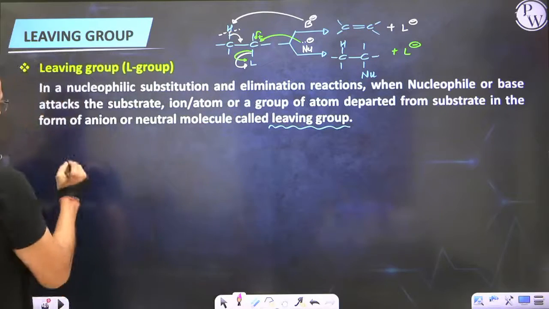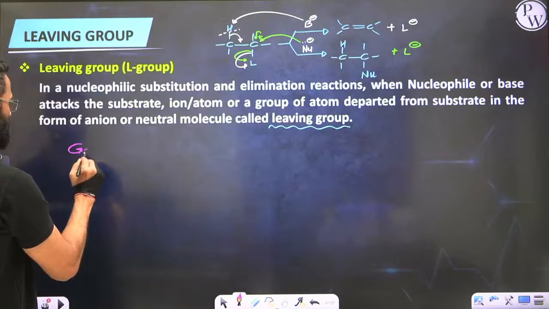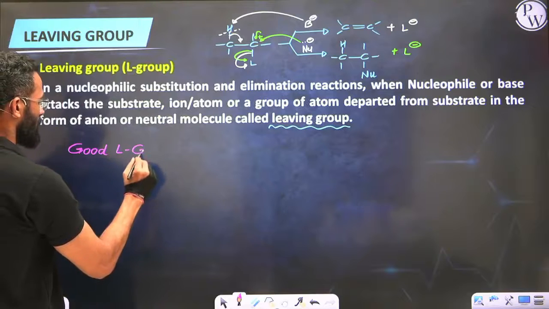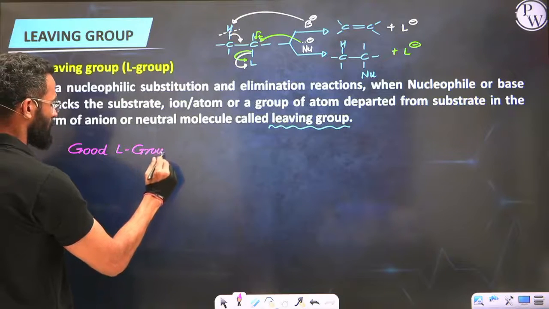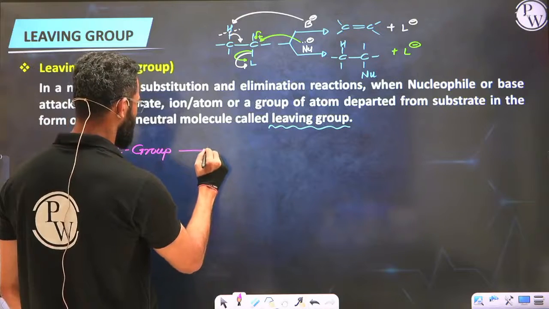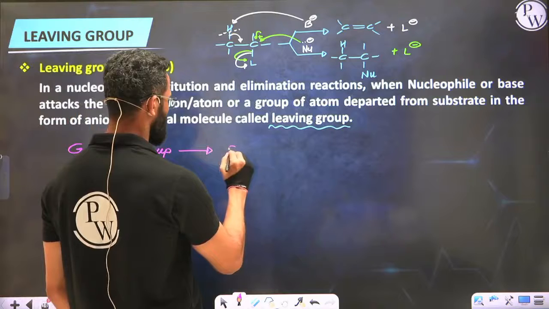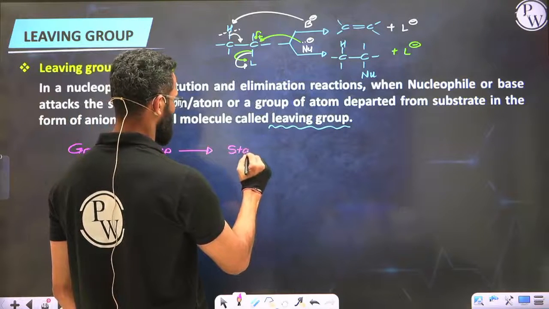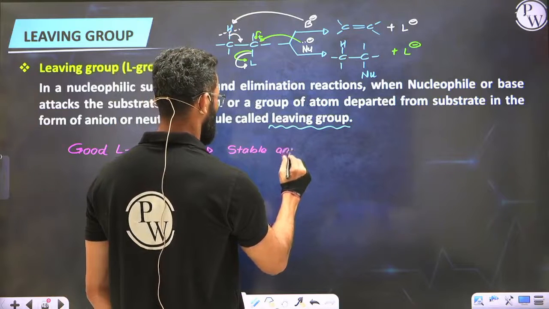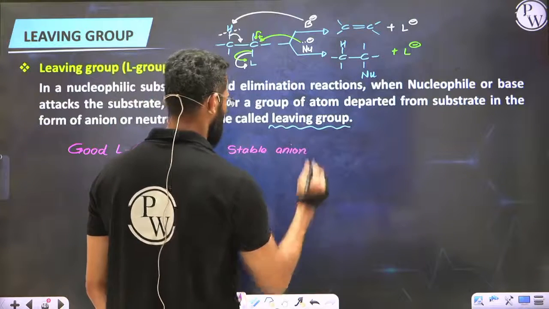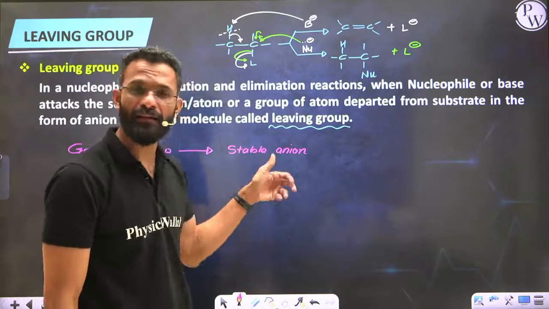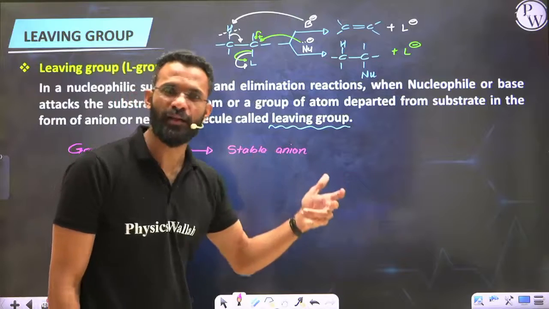I'll just write it down here. We are talking about a good leaving group. What we have learned so far is a good leaving group is the one which is a stable anion. Right, everyone? Stable anion, meaning in other words, can I say a stable conjugate base?